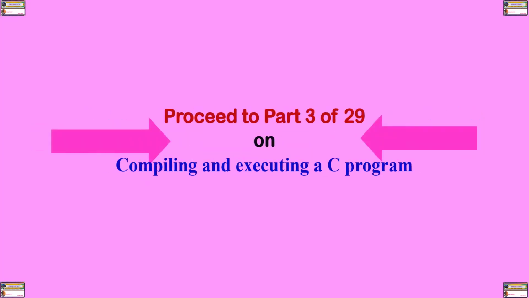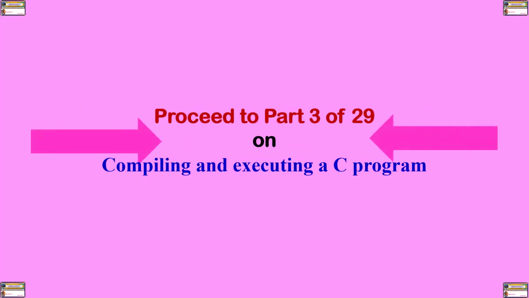And with that, we have come to the end of part 2 of the series, in which you have learned the format or structure of a C program. You can now proceed to part 3 of 29, in which we are going to learn how to compile and execute the program that we have already coded.